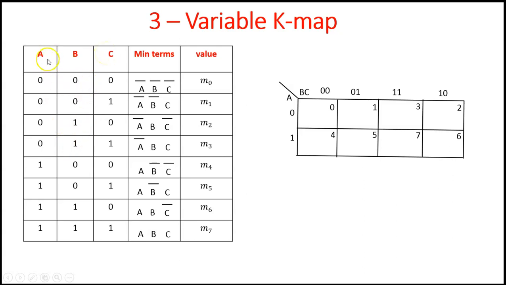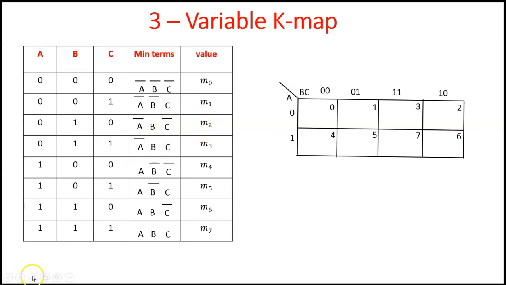The three variables are A, B and C, so let me see the minterm representation of these three variables. If A is 0, B is 0 and C is 0, its minterm is A bar, B bar and C bar. If A is 0, B is 0 and C is 1, its minterm is A bar, B bar and C, and its corresponding minterm is M1. Similarly, if A is 0, B is 1 and C is 0, its minterm is A bar, B, C bar, and the corresponding minterm is M2.